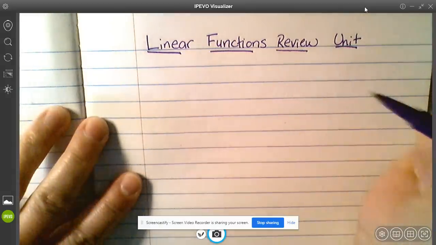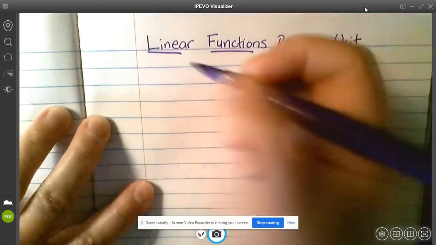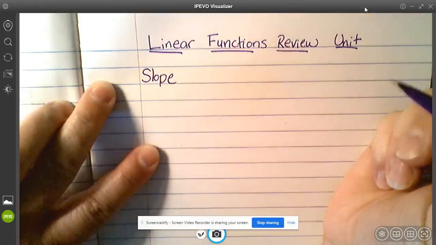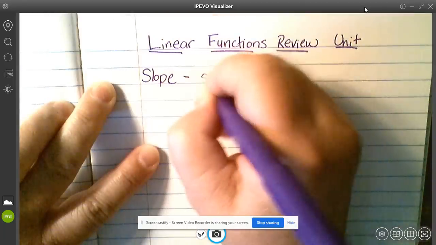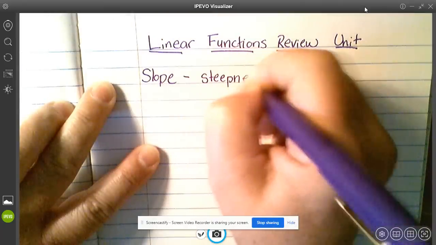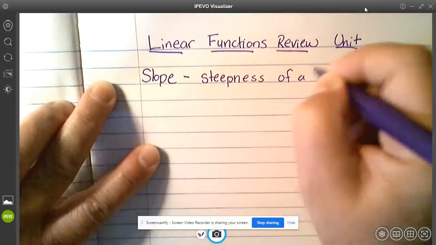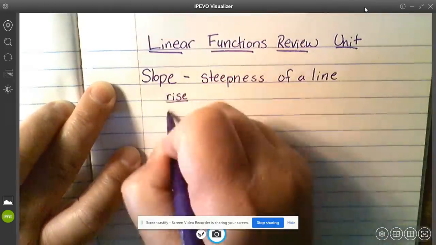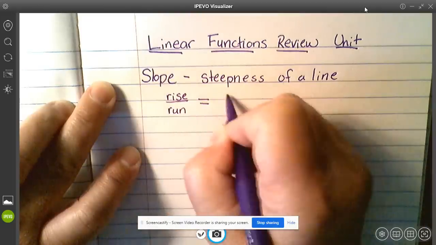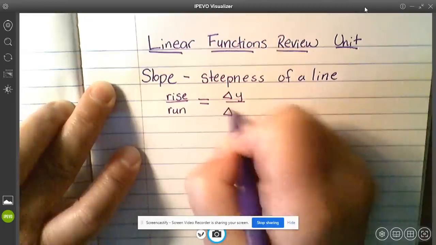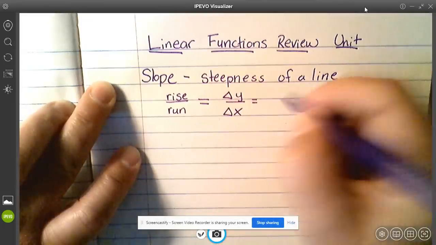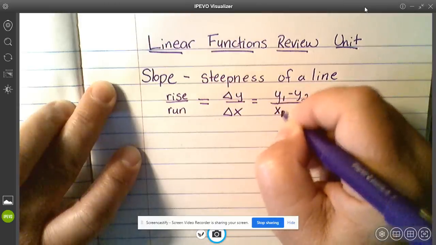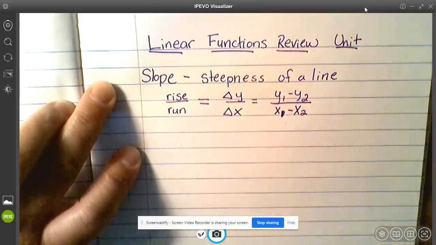So we're going to start our linear functions review unit, and we're going to start that by talking about slope. If you remember, slope describes the steepness of a line. We can think of it as rise over run, the change in y over the change in x. y1 minus y2 is our slope formula over x1 minus x2.